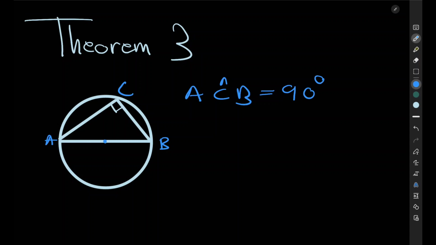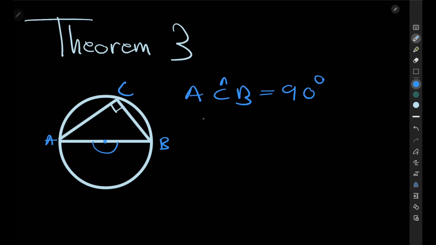Okay, and if you want to use theorem number 2's logic, AB is a diameter, right? And if you pay attention to the angle at the center, which is obviously the angle that I just drew, it's 180, and we know that if the angle at the center is 180, then the angle at the circumference, if it's subtended by the very same chord, or same diameter in this case, will be 90 degrees.